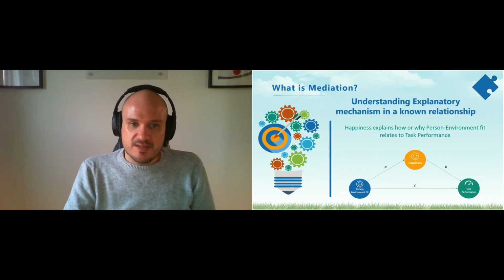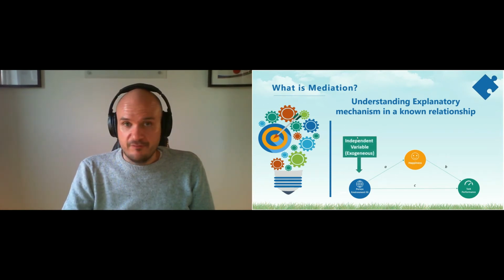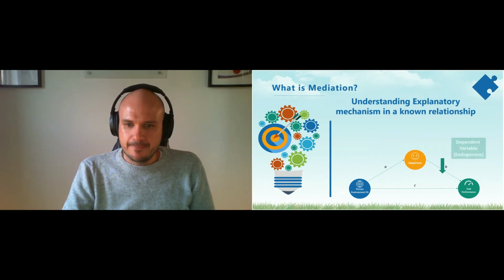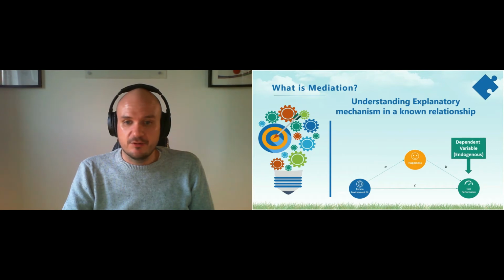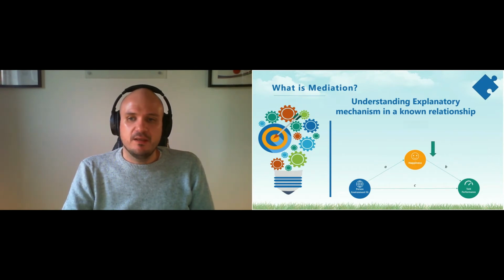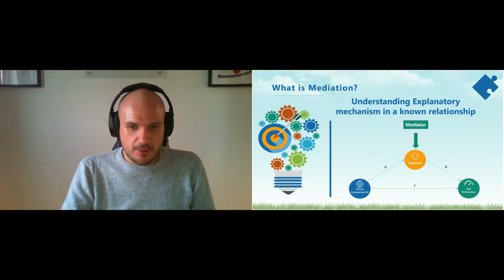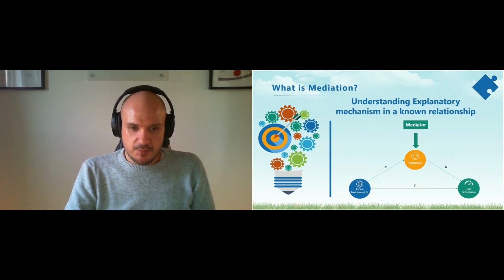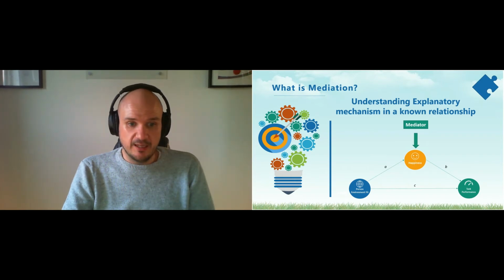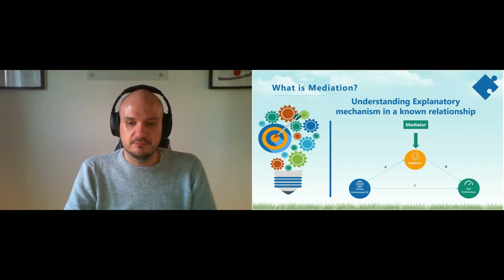In this case, there are some variables. Our exogenous variable is the independent variable. Task performance is our dependent or endogenous variable, and happiness is our mediator, our explanatory factor. Each path has a name here. The relationship between person environment fit and happiness is A, between happiness and task performance is B, and there's also a direct relationship between person environment fit and task performance.